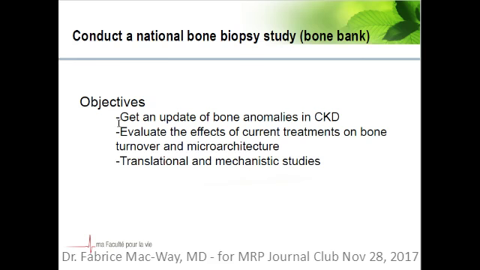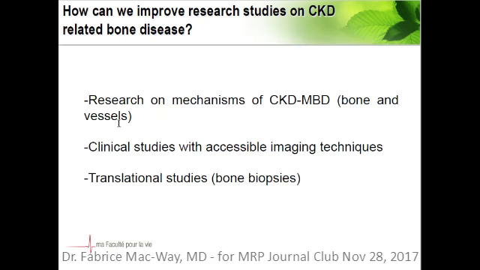So how can we improve research studies on CKD-related bone disease? I think we still need to do research on the mechanism of CKD-MBD. When we talk about CKD-MBD, we talk about bone and vessels. So I'm doing research on animal models of CKD, and we need to continue to do research on animals because we need to look at the mechanisms. We need clinical studies with accessible imaging techniques.